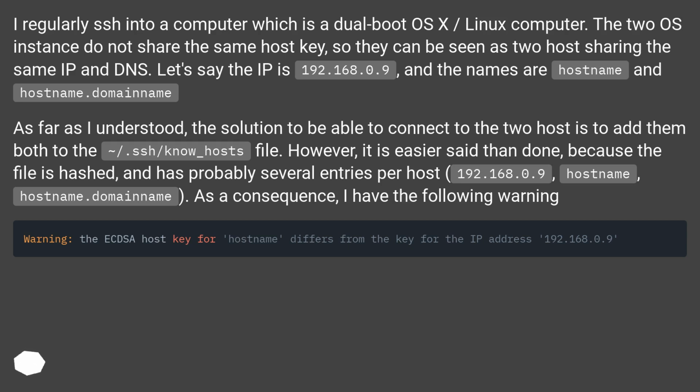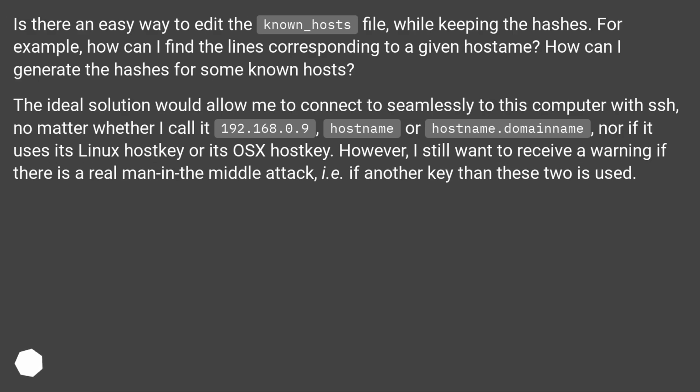192.168.0.9, hostname.domainname. As a consequence, I have the following warning. Is there an easy way to edit the known_hosts file while keeping the hashes? For example, how can I find the lines corresponding to a given host? How can I generate the hashes for some known hosts?